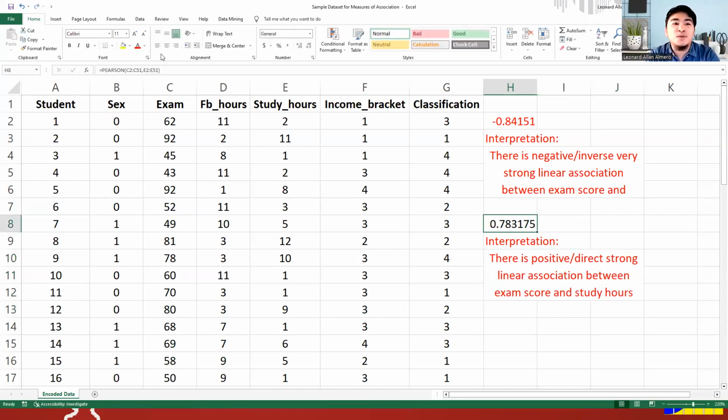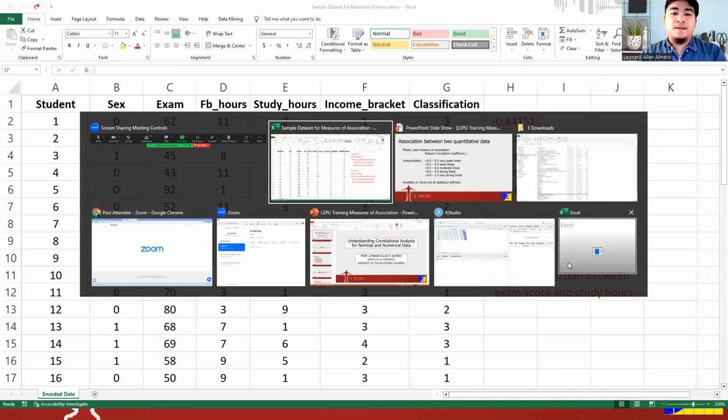Okay? So ganito lang po kasimple ang Pearson correlation coefficient. Kaya po ito ang laging ginagamit ng mga tao, kasi madali lang po siya. Okay? So I hope you understand and you absorb this Pearson correlation coefficient. Okay po. So next.